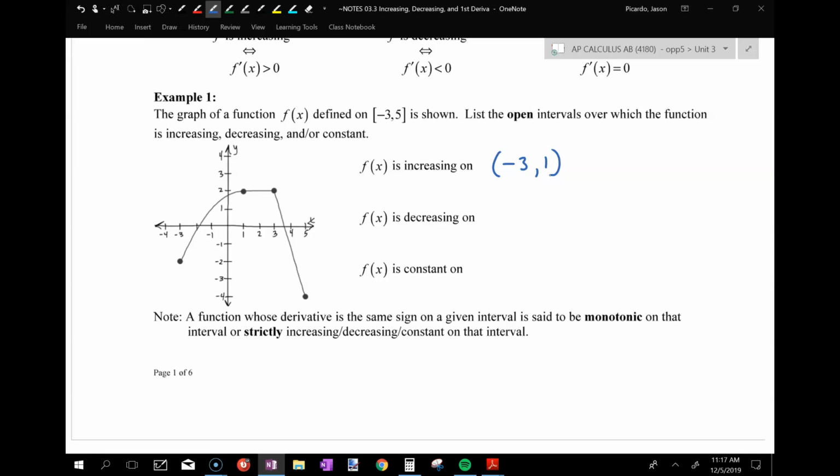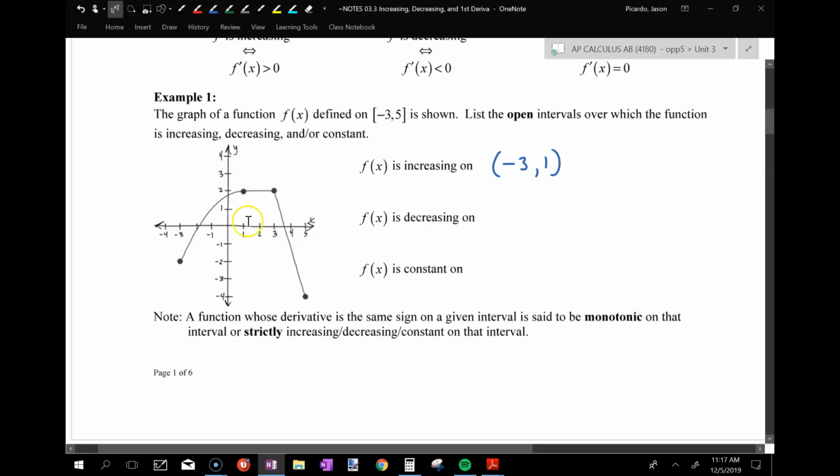Where am I decreasing? Well, what am I doing from here to here? Constant, right? So from 1 to 3, I was constant, because the y values didn't change at all. And then from 3 to 5, I was decreasing.